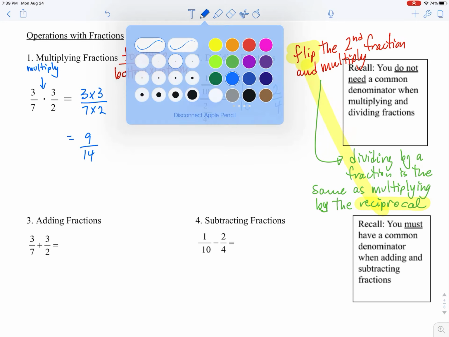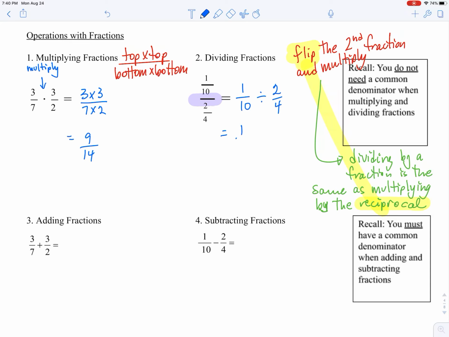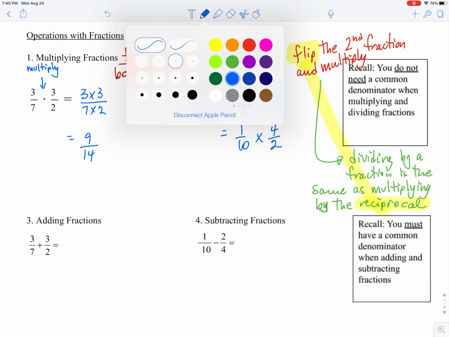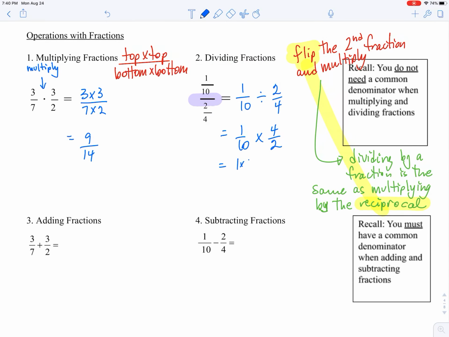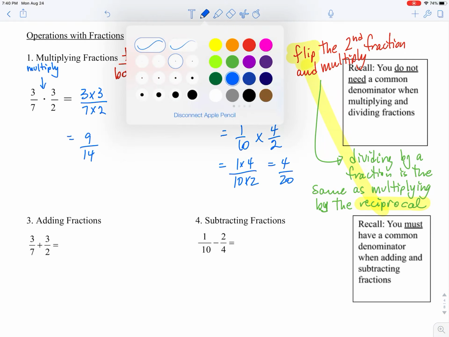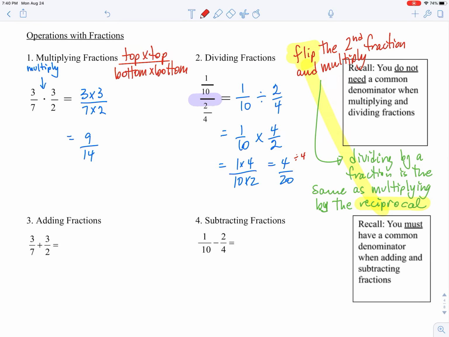So whichever way you want to remember it, we're going to leave the first fraction the same, and then I'm going to flip the second one. It was 2 over 4. I'm going to change it to 4 over 2, and I'm going to change it into a timesing. So when we do this, now we do top times top, 1 times 4, which is 4, 10 times 2, which is 20. And we're going to see if we can simplify. In this case, we can. We can divide top and bottom both by 4, and I get 1 over 5.